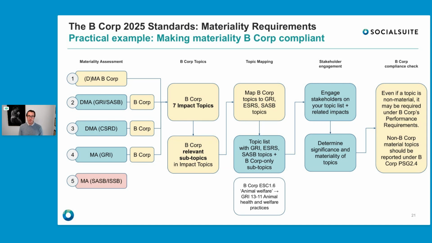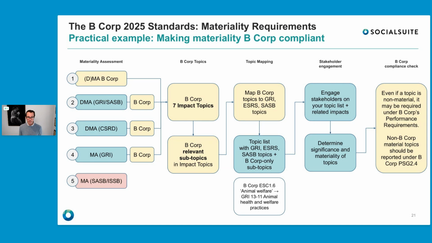And once we've determined what is material to our business, topics and impacts, we're then going to do a B Corp compliance check. Because what could happen is that you've identified a topic might be not material from, say, a GRI perspective, but you have identified that you do need to report on that on the B Corp's performance requirements. So that's really important.